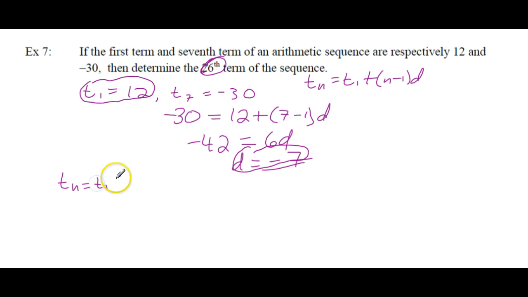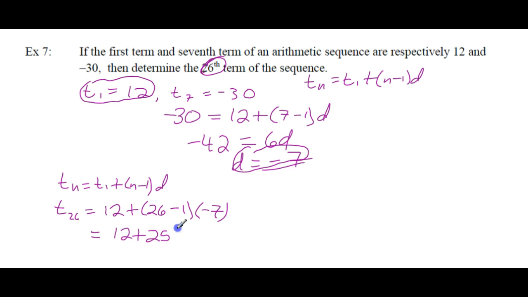So let's set this up and work it out. T sub n is t1 plus n minus 1 times d. And what do we want? T26 is 12 plus 26 minus 1 times negative 7. 12 plus 25 times negative 7. And go to the calculator. 12 plus 25 times negative 7 is negative 163. Negative 163. That's T26, and that is what we were supposed to find.